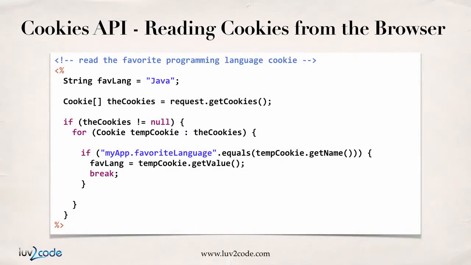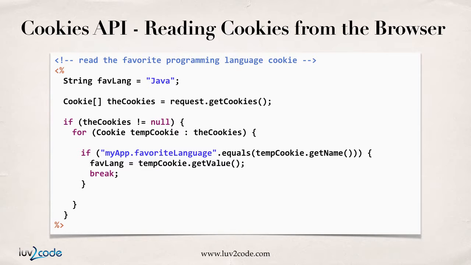All right, so now the browser has a cookie that's been set by our application, by our JSP from that previous slide. Now, when the user returns at a later time, we want to show them a custom page based on their cookie information. So what I'm going to do here is read their favorite programming language cookie and then do something with it.